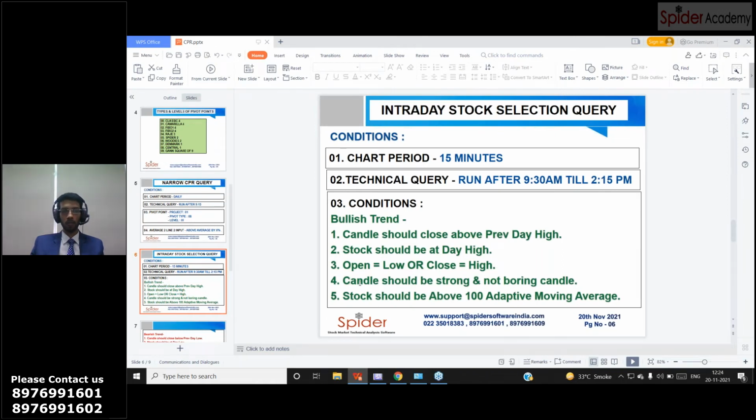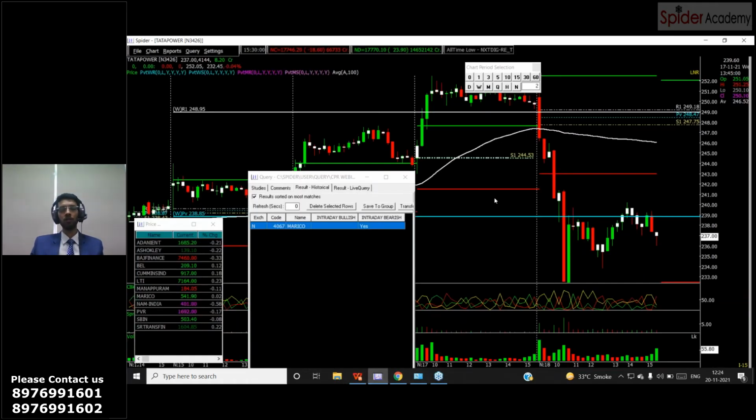Okay, fourth condition, candle should be strong, not boring candle, which means आपका जो कैंडल होगा वो स्ट्रॉन्ग कैंडल होना चाहिए, क्योंकि बोरिंग कैंडल होता है हम कंसिडर कर सकते हैं as a weak candle. सो अगर स्ट्रॉन्ग कैंडल होगा सो it will act strongly, so we have to use this condition, a candle should be strong not boring candle.